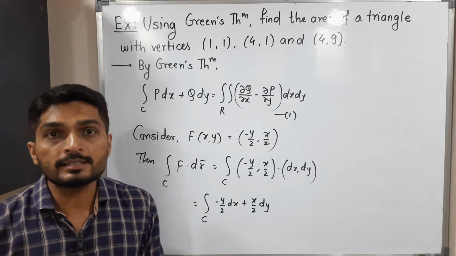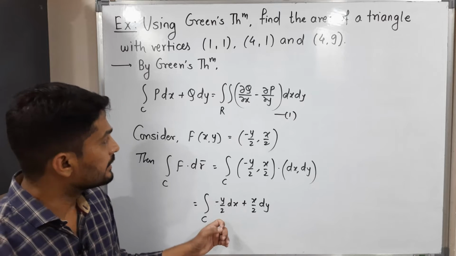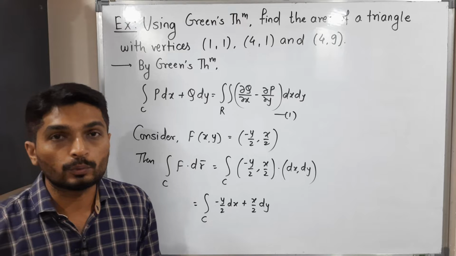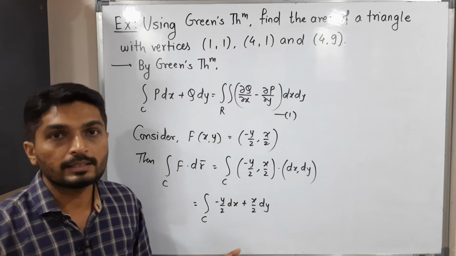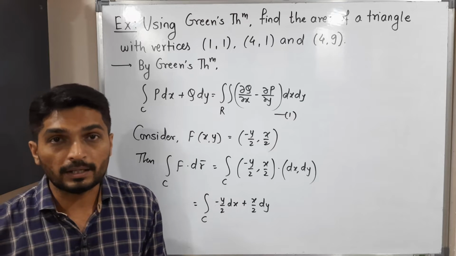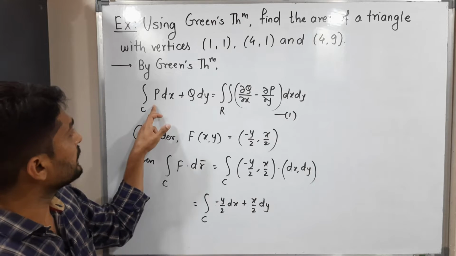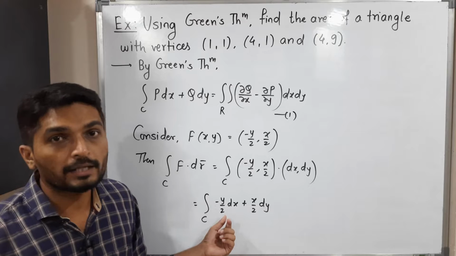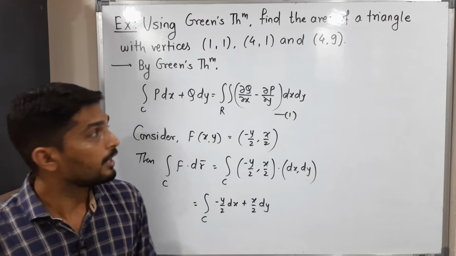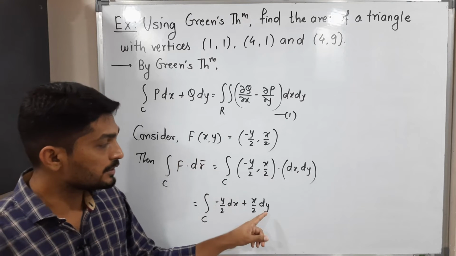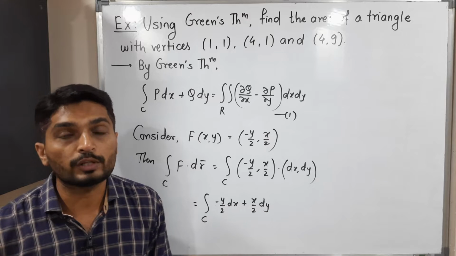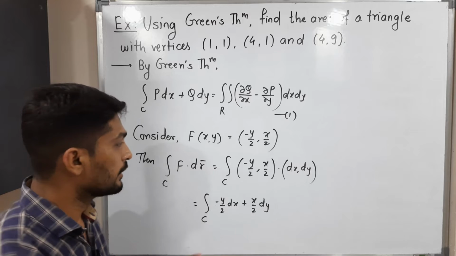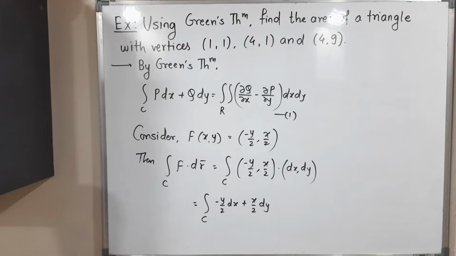You can easily see there is a similarity between this integral and the left hand side of Green's theorem. Here also we have something into dx plus something into dy. If you compare, easily you can see our P is the multiple of dx. What is P here? The multiple of dx is minus y by 2, so this is our P. What is Q? The multiple of dy is x by 2. So the value of Q is x by 2. Let us apply Green's theorem and solve this one.